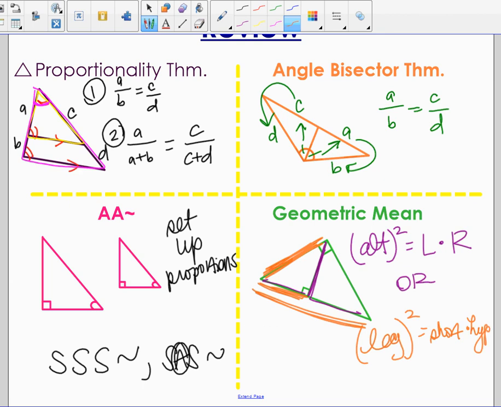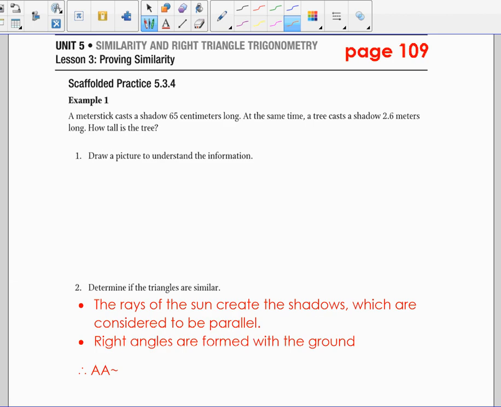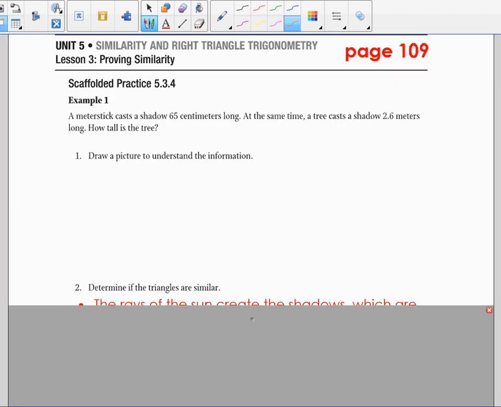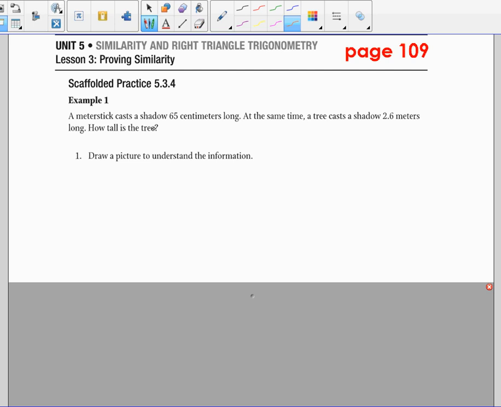So based on those four, we're going to use those in order to solve the problems today. We just have a couple examples to go through. The biggest thing is just identifying what you know about the picture and what theorem you can use. So if you look at page 109, we have a meter stick that casts a shadow 65 centimeters long. At the same time, a tree casts a shadow 2.6 meters long. How tall is the tree?